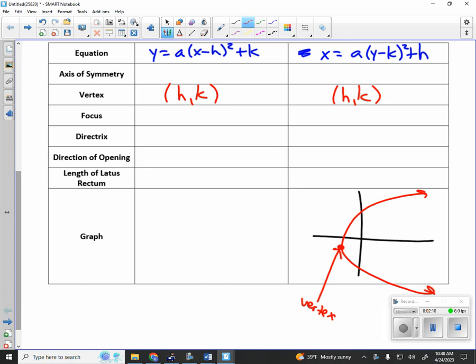The axis of symmetry is a horizontal line. It divides the parabola directly in half. Horizontal lines have an equation of x equals or y equals? Y equals, and it will pass through the k value, y = k.